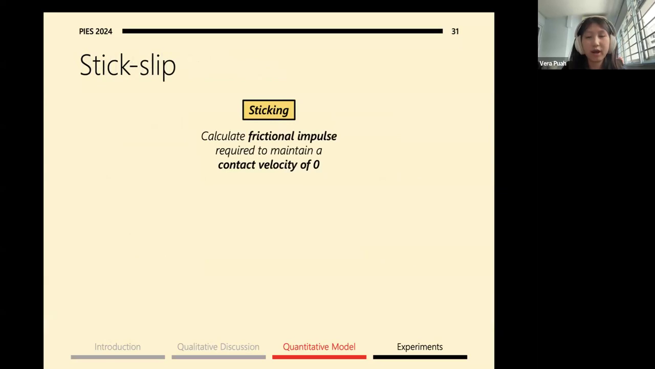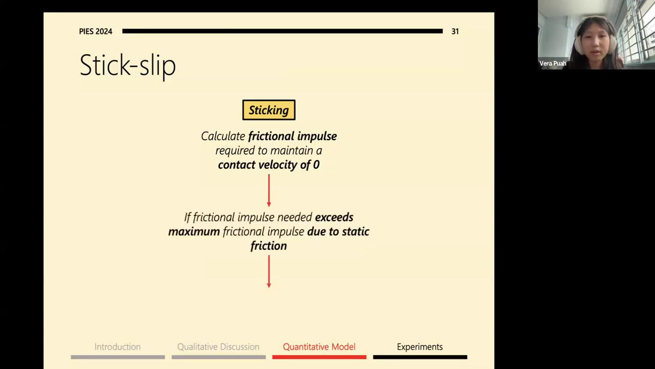Another thing we have to account for in this model is the sticking and slipping, because the frictional force could be static friction or kinetic friction. For sticking, we have to calculate the frictional impulse required to maintain a contact velocity of 0. But if this frictional impulse needed is greater than the maximum frictional impulse that static friction can provide, it's going to start slipping and transition into kinetic friction. Computationally, we have to implement this and check it at every time step to see whether it's sticking or slipping.